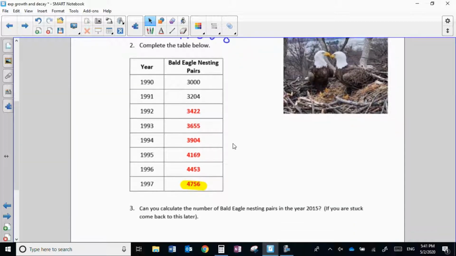Now, how do I get a pattern or an equation so that I can answer question 3 here, predicting the population in the year 2015? Well, let's look at 1997, for example. How did we get 4,756? Well, we took the number 3,000, and each time we went down, we multiplied by 1.068 for 6.8%. And by the time we get to 1997, we've done that, of course, 7 times.